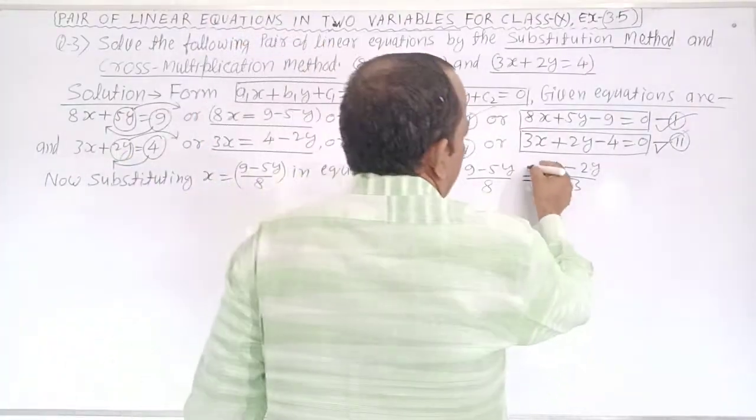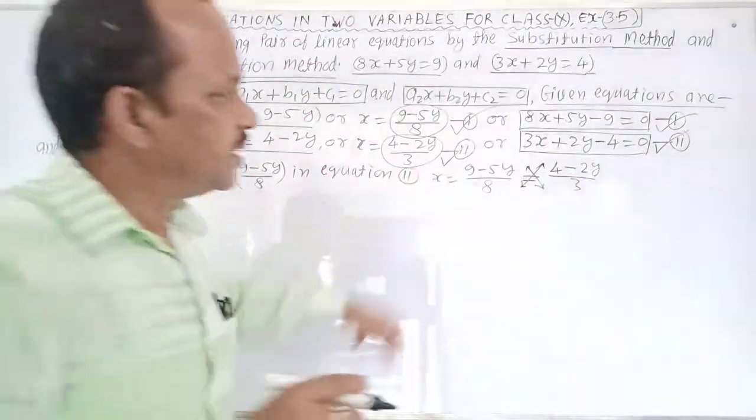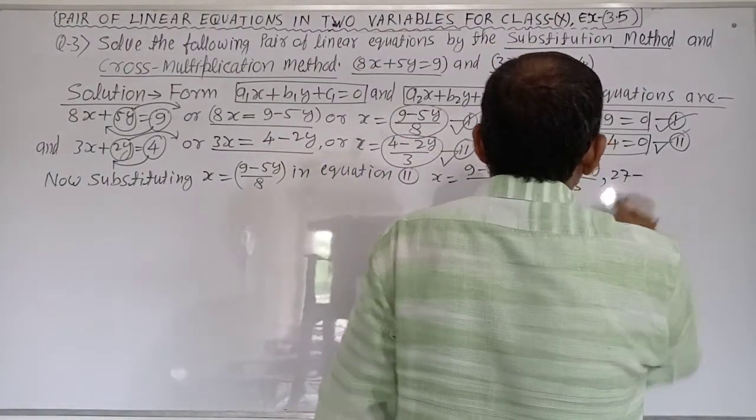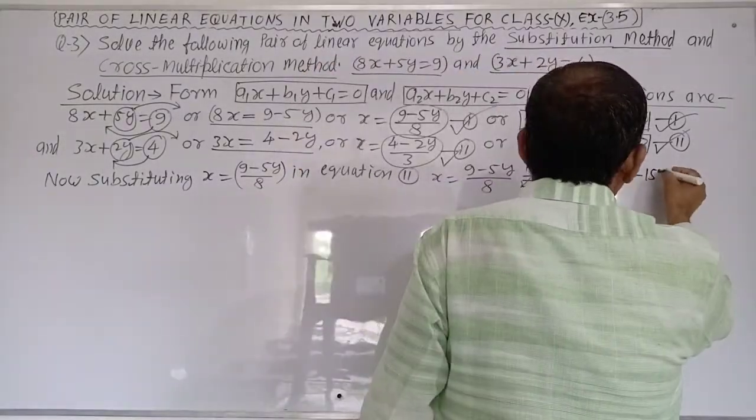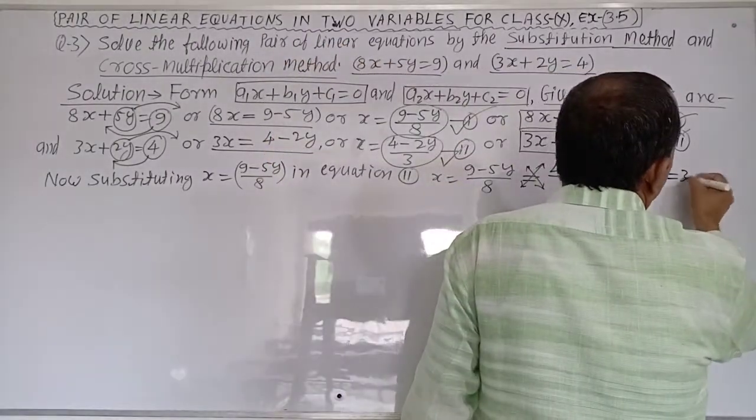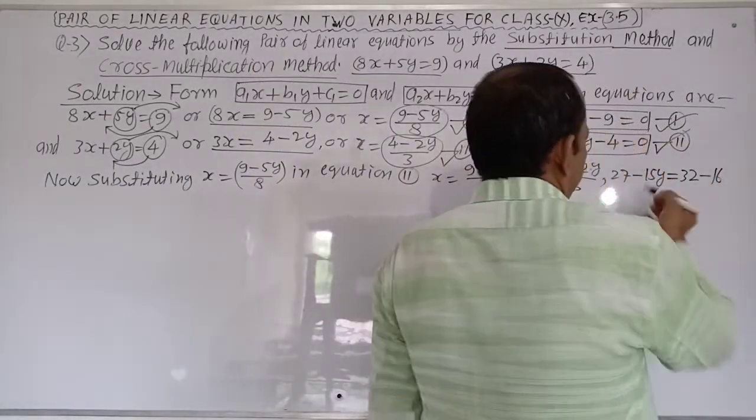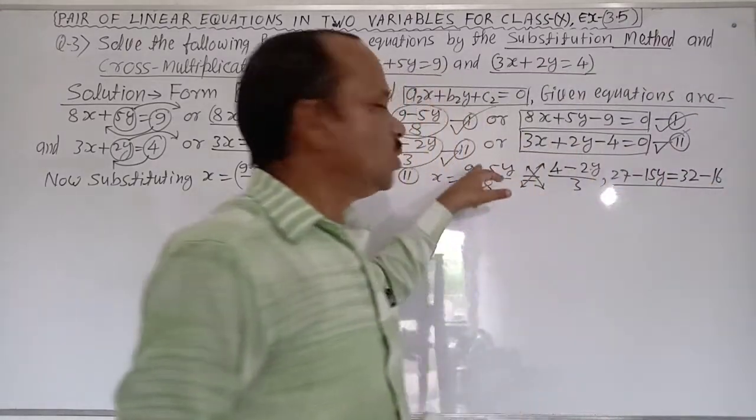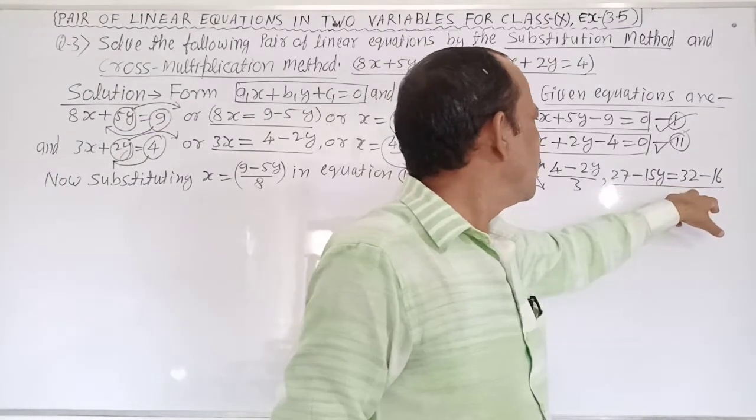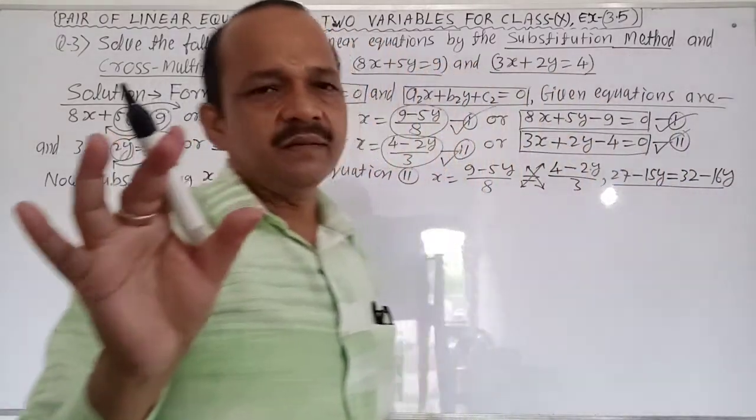You can cross multiply here. Cross multiply. Clear? It becomes 9 times 3 is 27 minus 5 times 3 is 15y equal to 8 times 4 is 32 minus 8 times 2 is 16y. You cross multiply, it becomes 27 minus 15y equal to 32 minus 16y. Clear?